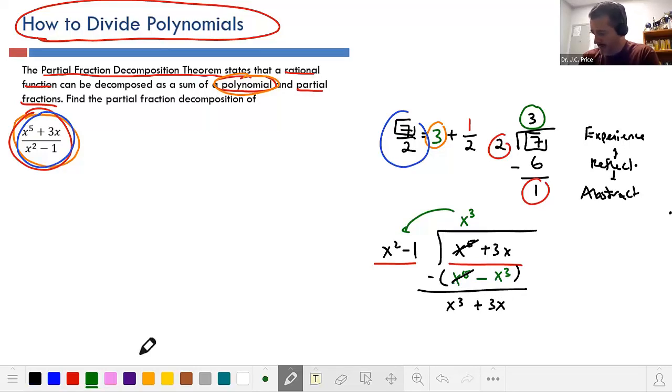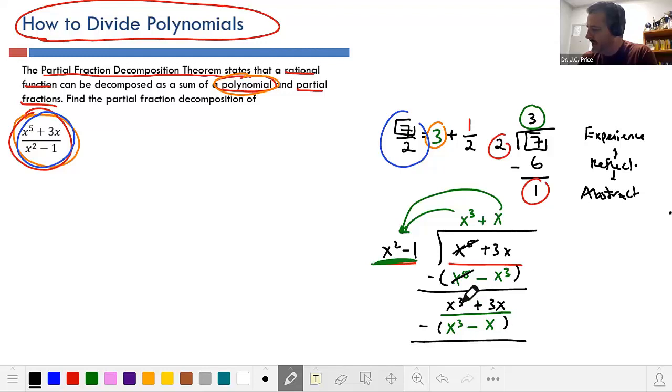Now I look at this and figure out how many times x squared goes into that. So x squared goes into that plus x times, because if you multiply x times this thing here, I get x cubed minus x times 1, which is x. And now I subtract this off. The x cubes cancel. I get 3x minus a minus x, minus and minus make plus, so that's 4x. And now I've got it.